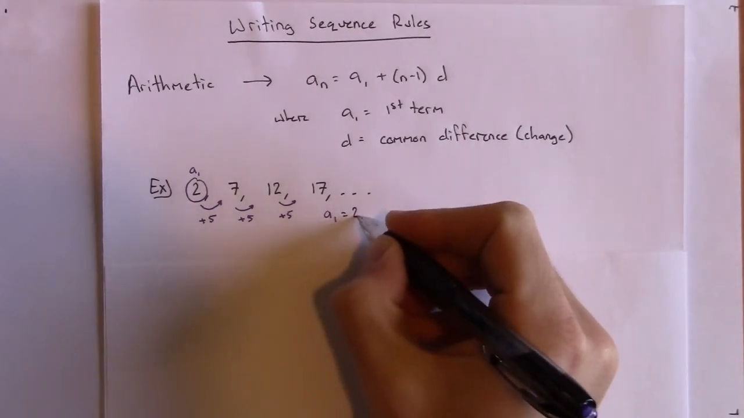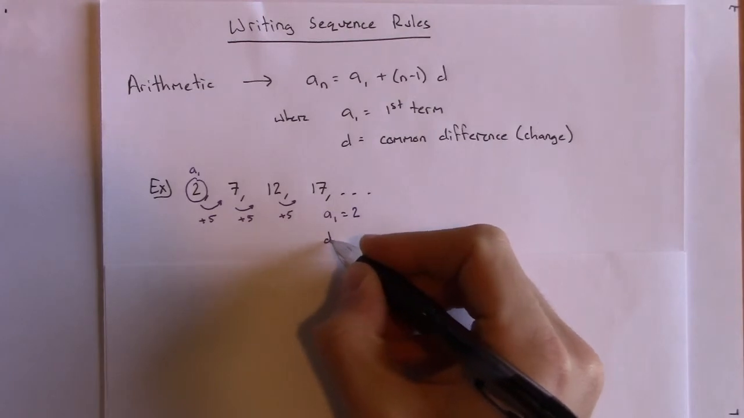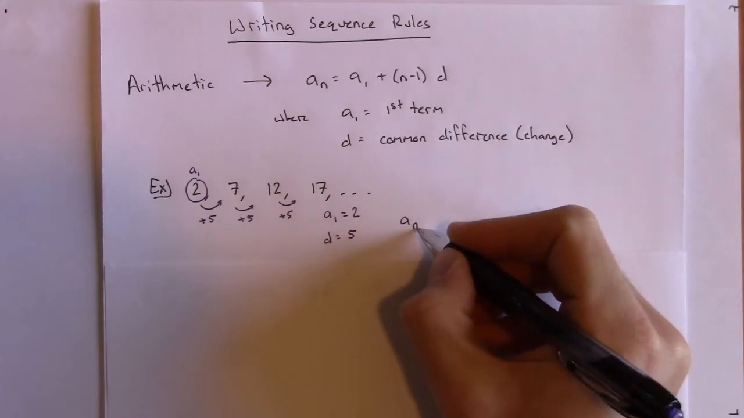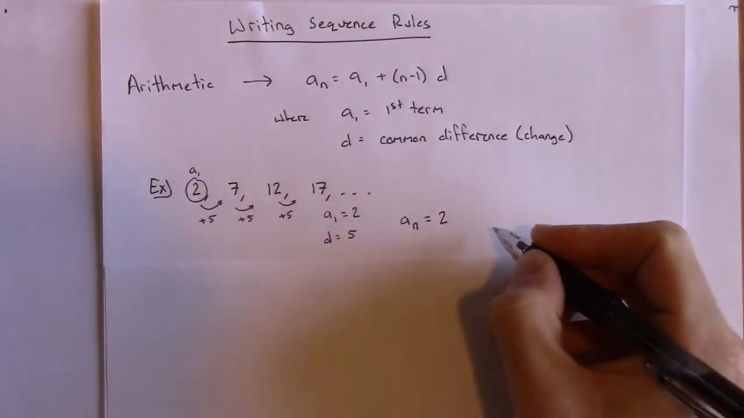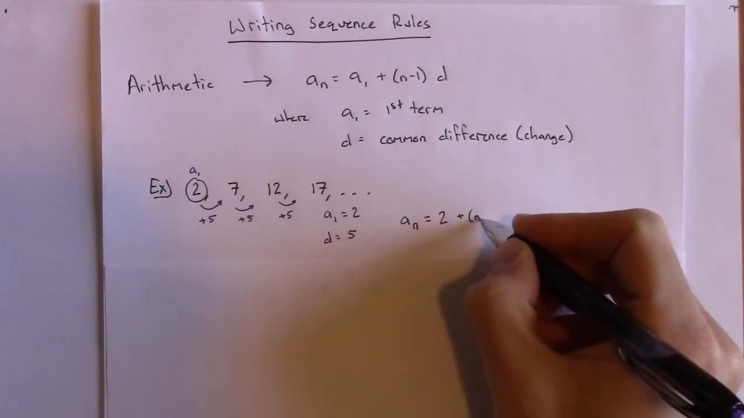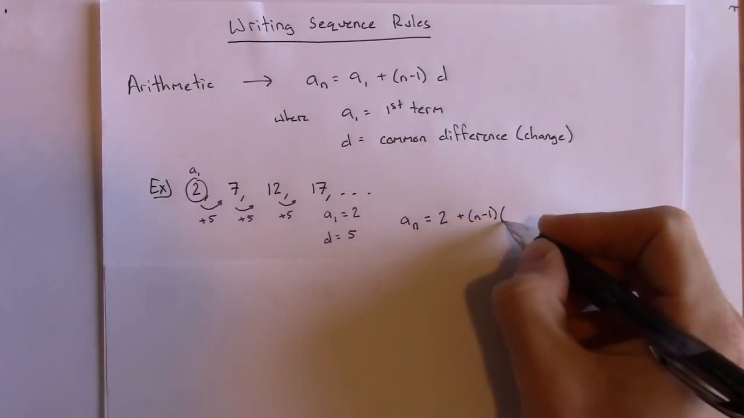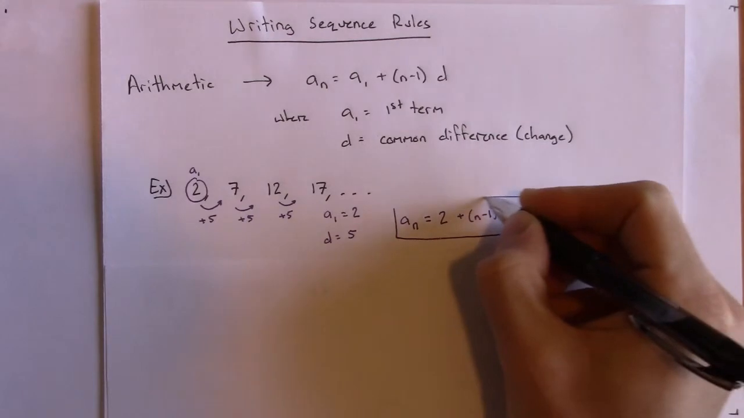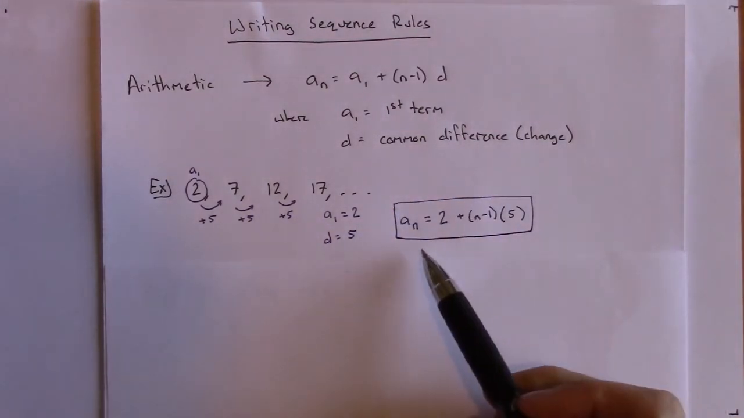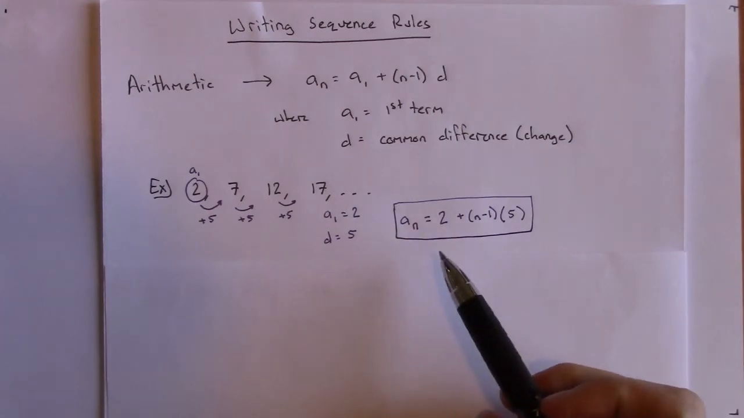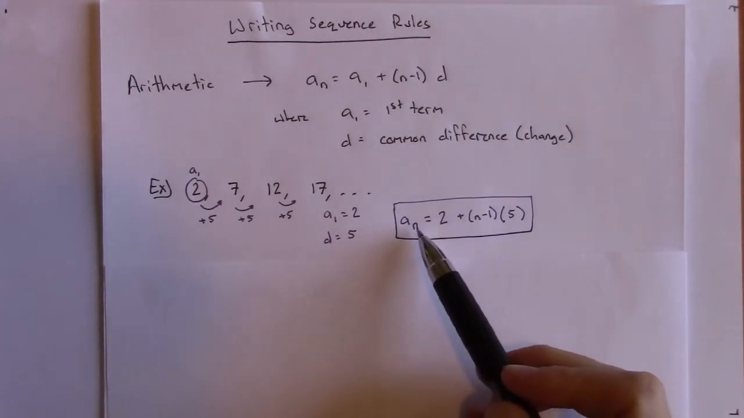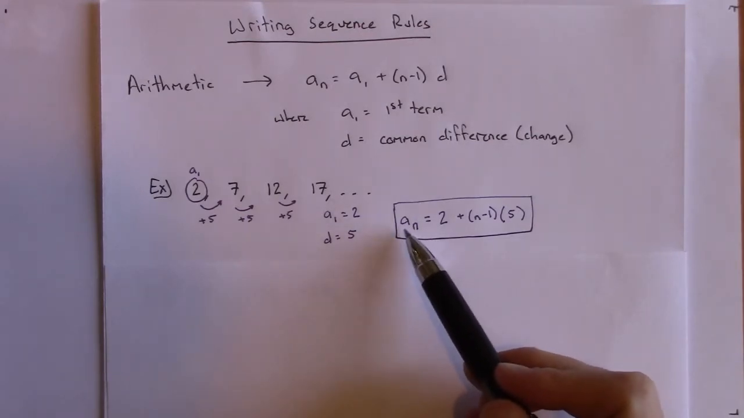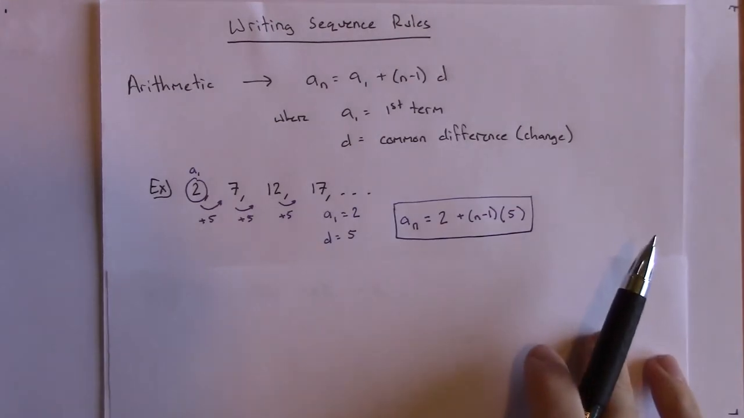a sub 1, my first term, is 2. My common difference, or d, is going to be 5. So if I put those together, I get this as my formula. a sub n is equal to a sub 1, 2, plus n minus 1 times d, which is 5. And this right here would be my formula. Okay? Now notation-wise, sequences are just in the habit of using n's instead of x's, no big deal there. And this a sub n, think of it like y in a normal line equation. It's just another way of identifying the name of the equation. Okay? Let's take a look at another one.